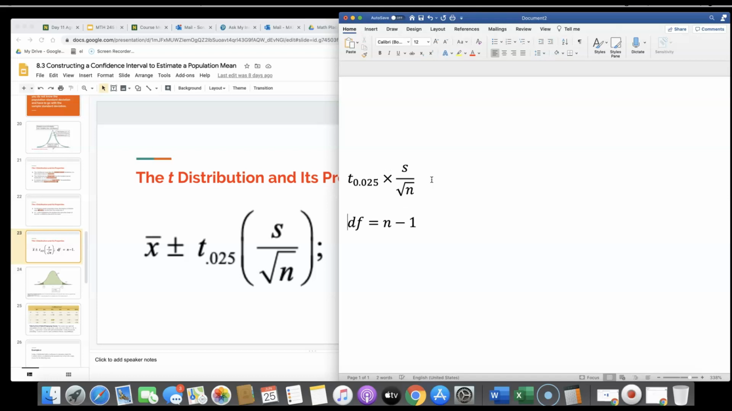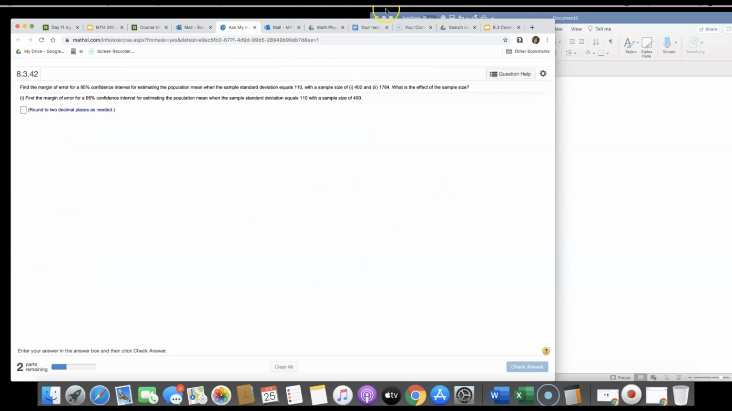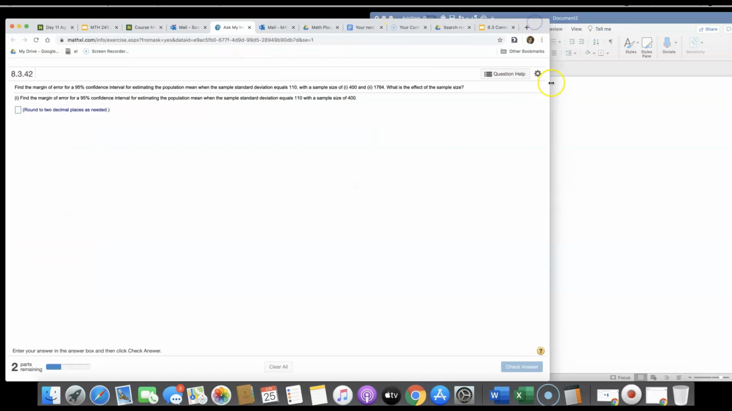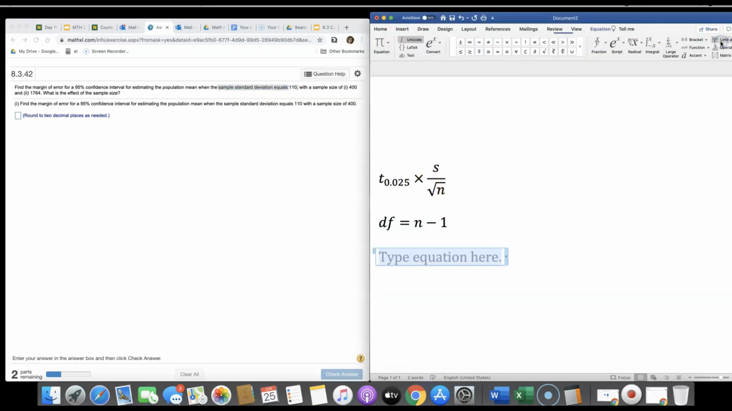So let's go ahead and go back to the problem and write down everything that we know. This is the formula that you're going to need to use to find that margin of error, okay? Let's see over here. They gave you a whole bunch of things. First thing that I noticed they gave us is the standard deviation. Sample standard deviation equals 110. So what we know is that S equals 110. For the first problem, S equals 110.